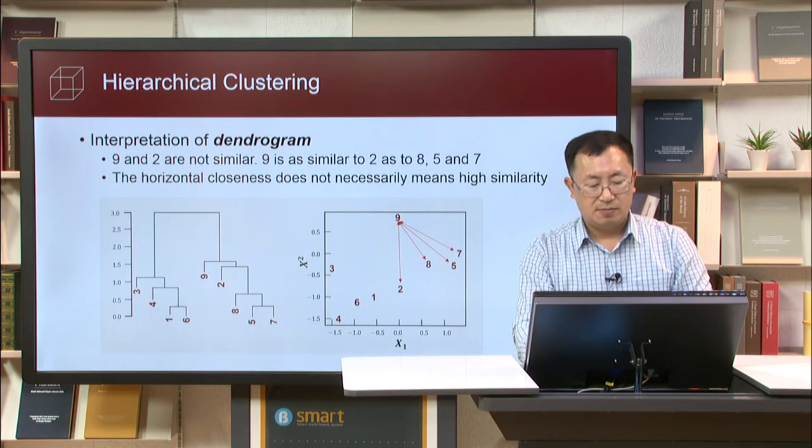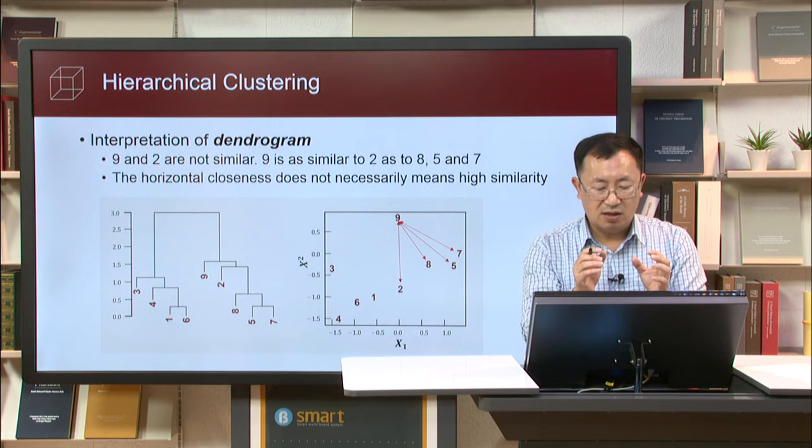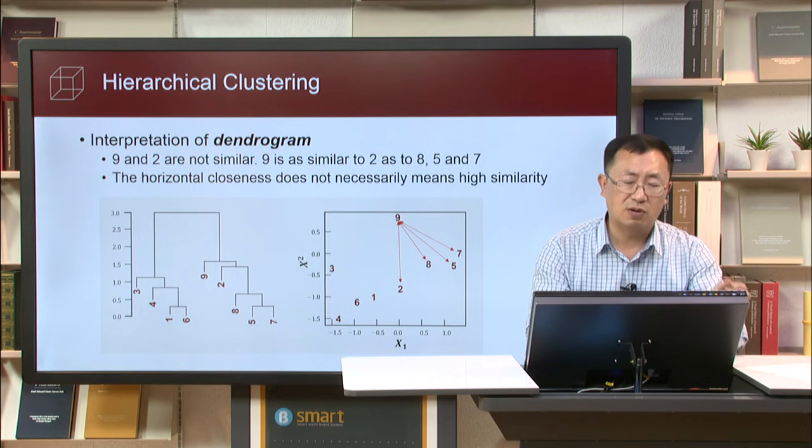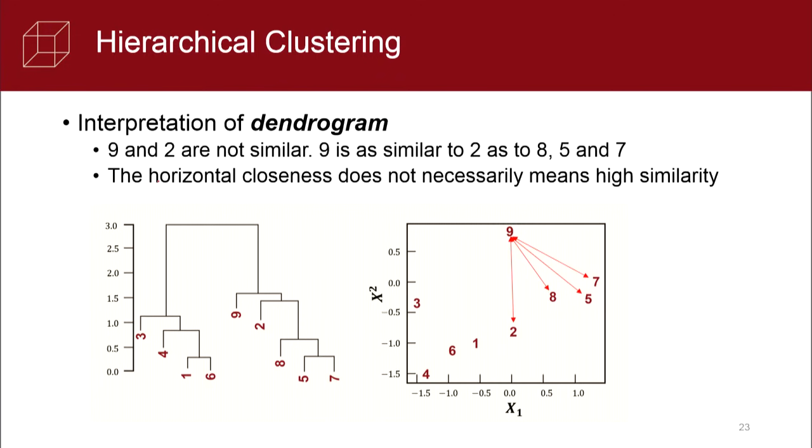Okay, so you may think that if the leaves in the dendrogram are close to each other, they are very similar, but this is not the case. In other words, what I'm trying to say through this example is that horizontal closeness does not necessarily mean high similarity. If you take a look at the dendrogram, this cluster and the cluster containing 9 only may be close to each other. But if you take a look at the scatter plot, this cluster and this cluster are indeed not similar, right? But 9 is as similar to 2 as it is to 9, 5, and 7, right? So you need to be careful when you interpret the dendrogram. Horizontal closeness does not necessarily mean high similarity, right?